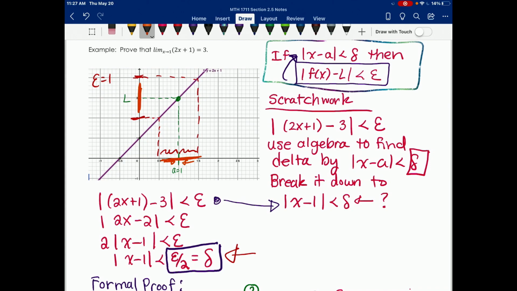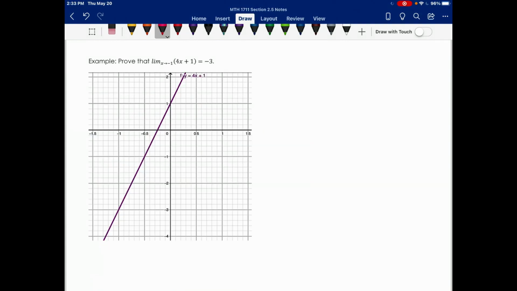I could choose that epsilon is 0.5, then my delta would be 1/4. So I can keep making those values smaller and smaller and smaller to show that as x gets closer and closer to 1, the value of the function gets closer and closer to 3.